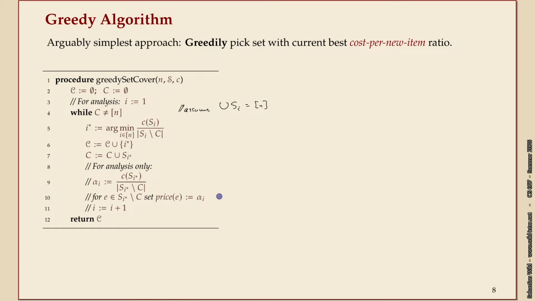And so an immediate observation is that this price over time, and the alpha i's, can only increase, because we're taking away elements that could have reduced the cost, and we're always picking the best current one.